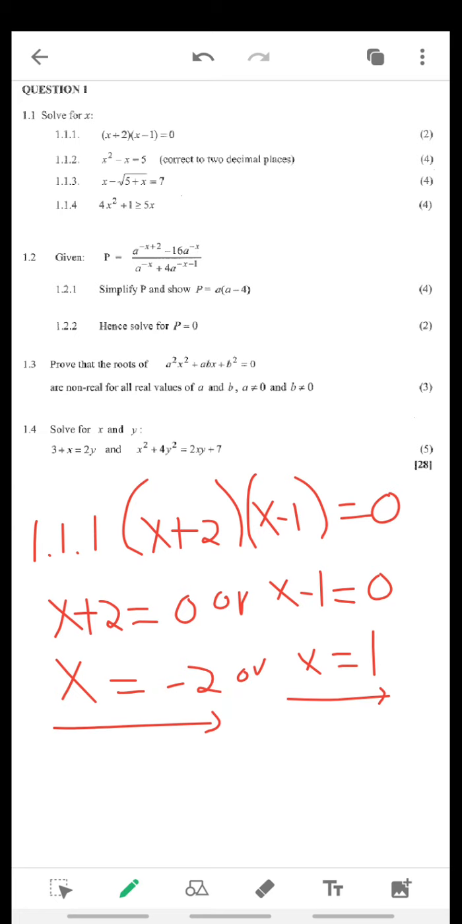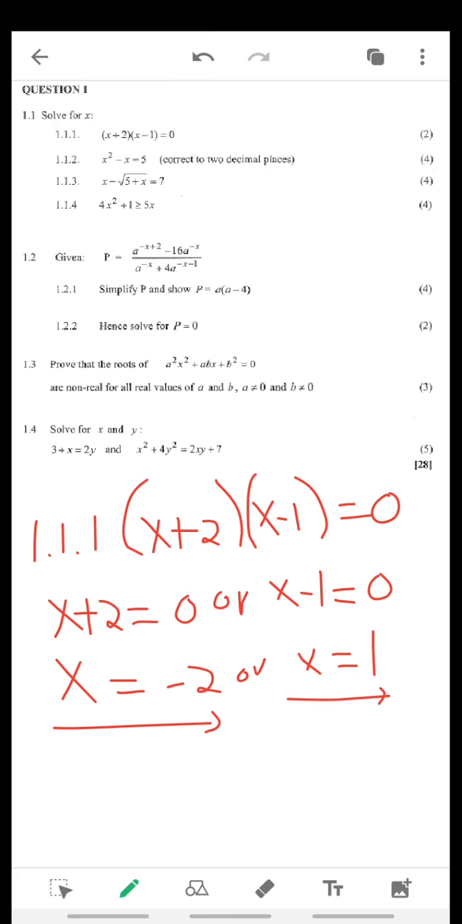So 1.1 up to 1.4 is your algebra, different concepts under algebra. As you move from 1.1.1 up to 1.4, you need to know what specific concept you are dealing with. For example, 1.1.1 is your simple factorization as well as solving for x.